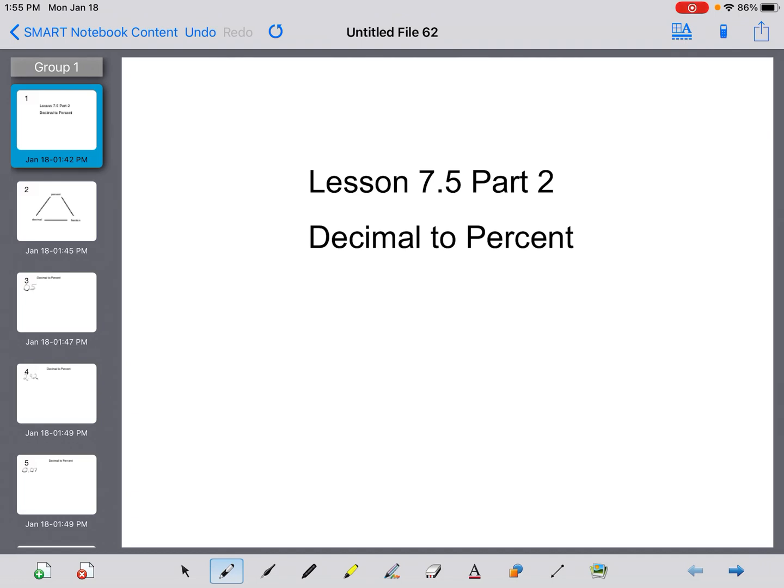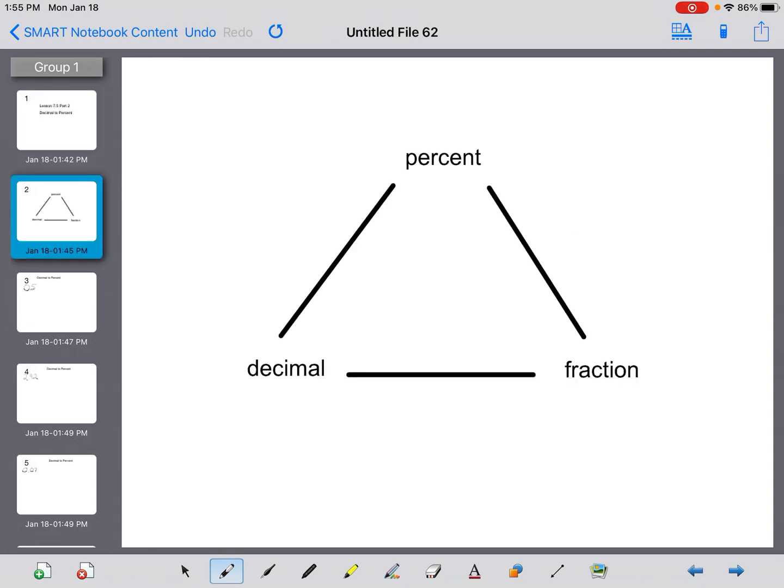Today we're going to talk about going from a decimal to a percent and then a percent back to a decimal. Now, as we start this lesson, one thing I want you to notice is how percents, fractions, and decimals are actually all connected. So if I take a look at this sort of triangular chart, I can take a number that's a percent and make it a fraction, and then take that fraction and make it a decimal, and then take that decimal and make it a percent. But I could also go the opposite way.